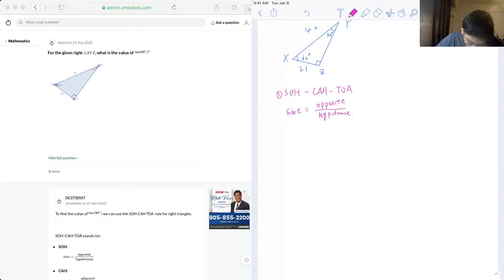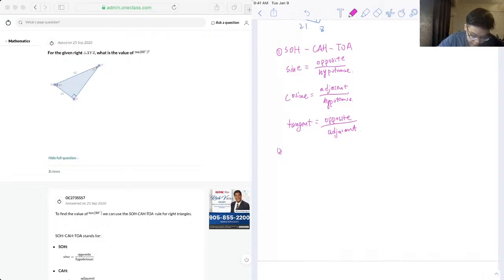So that's where the SOH comes from. And for cosine, it will be adjacent over hypotenuse, and that's where the CAH comes from. And for our last one, tangent, we have opposite over adjacent. Right.